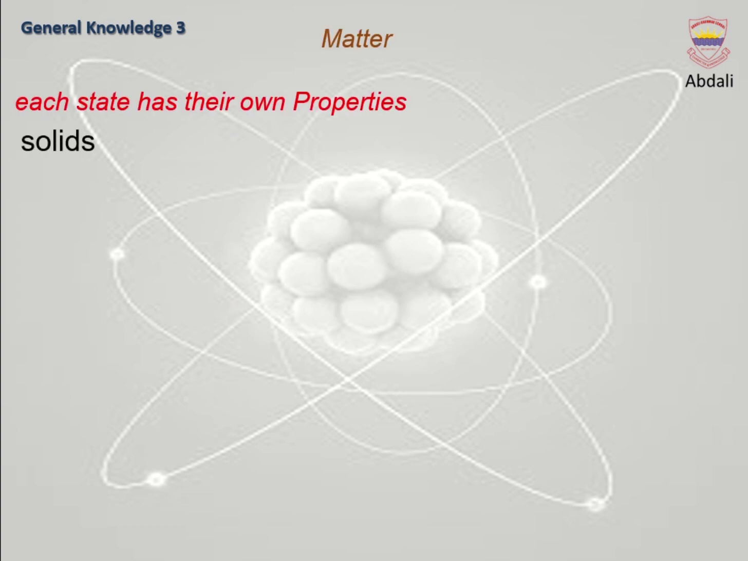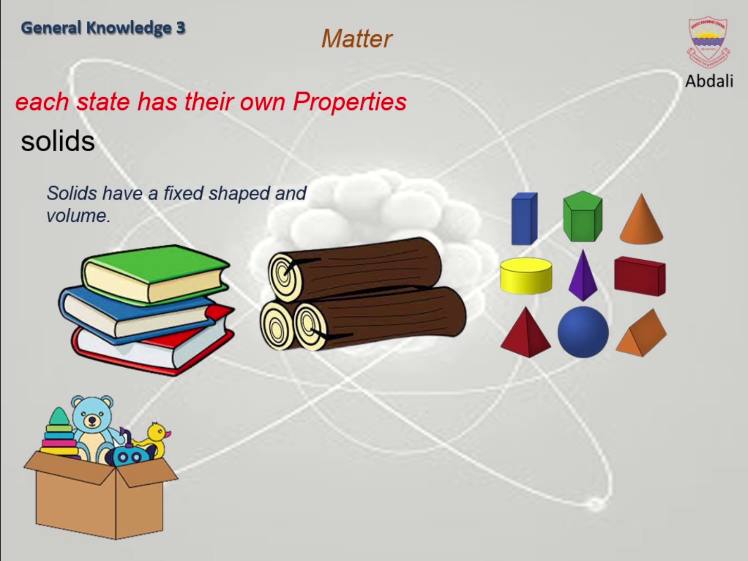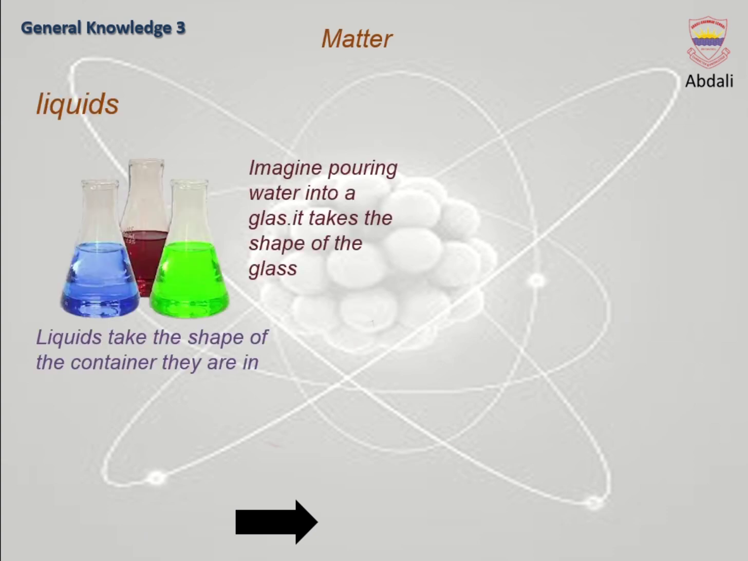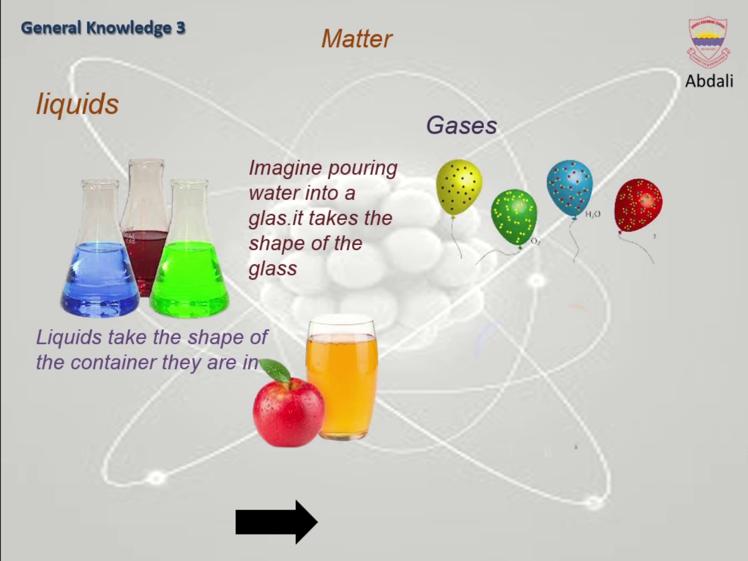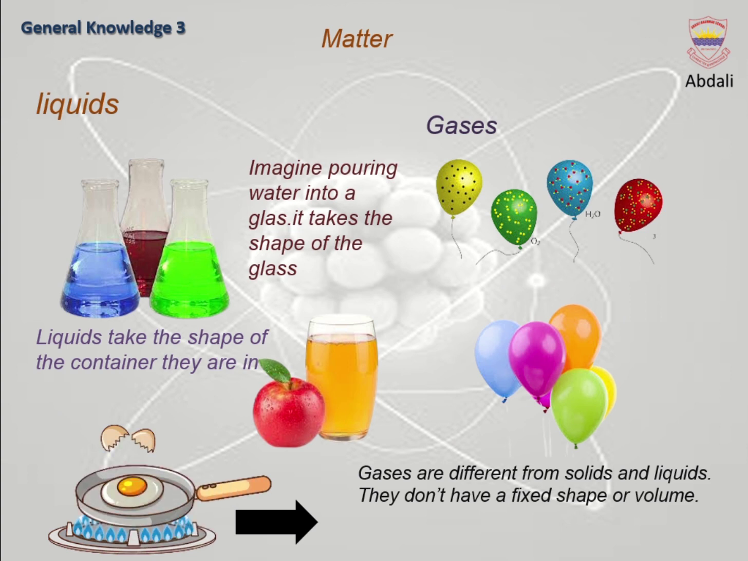Liquids, on the other hand, take the shape of the container they are in, but they still have a definite volume. Imagine pouring water into a glass. It takes the shape of the glass. Gases are different from solids and liquids. They don't have a fixed shape or volume. They can fill up any space. For example, think about how air fills up a balloon when you blow air into it.